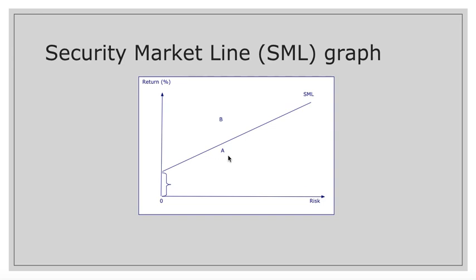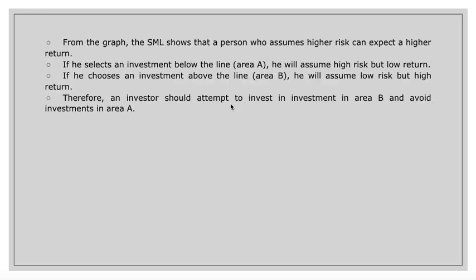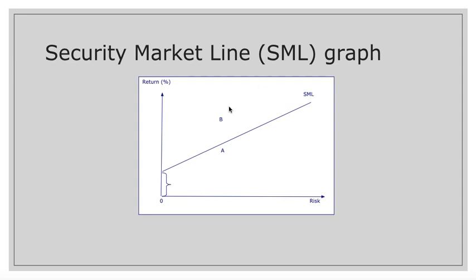So what is A and B? Let's have a look at the next slide. From the graph, the SML shows that a person who assumes higher risk can expect higher return. As we saw earlier, if the risk increases, so does the return. If he selects an investment below the line, which is the A area, he will assume high risk but low return. Look back at the graph. This is area A, higher risk but low return.